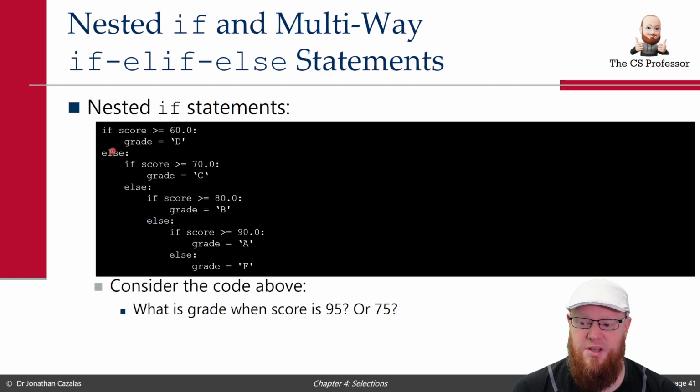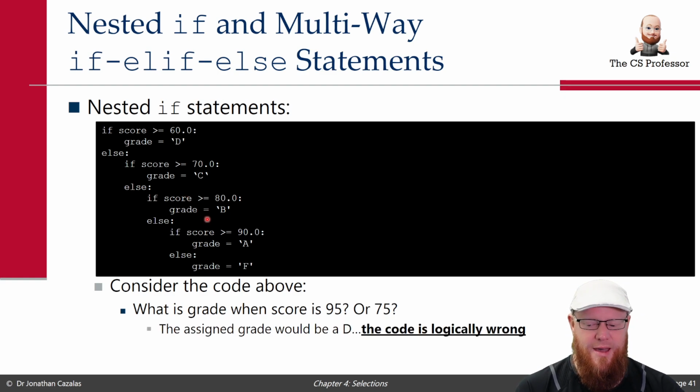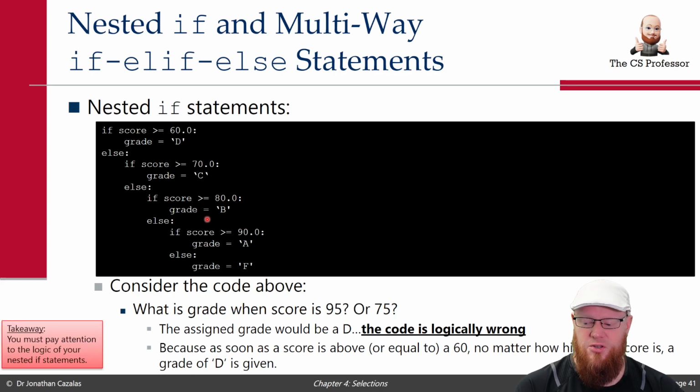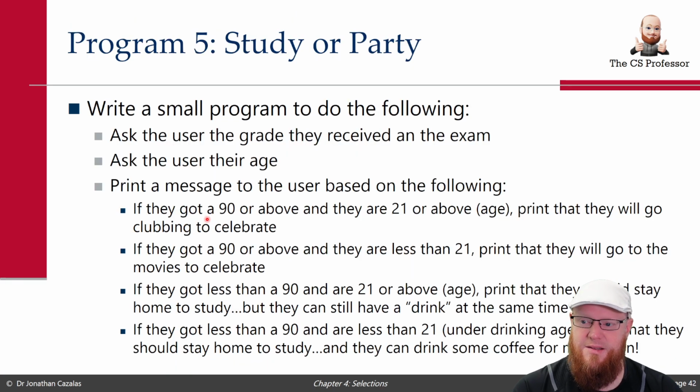And then we're saying else, if it's not greater or equal to 60, we'll check other options. So the purpose here is to demonstrate that the logic is completely wrong on this particular ordering in those Boolean expressions that we made. So the takeaway is we have to pay attention to the logic when we're doing nested if-else statements.